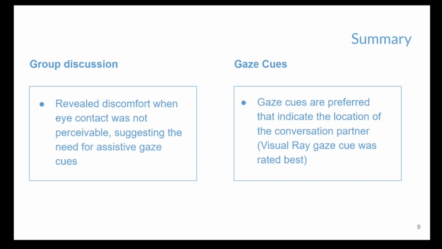In summary, during the group discussion, it was revealed that people with visual impairments experience situations in which they are unable to perceive eye contact, leading to discomfort. This suggests the need for assistive gaze cues. In general, gaze cues are preferred that indicate the location of the conversation partner. Here, the visual ray gaze cue was rated best.